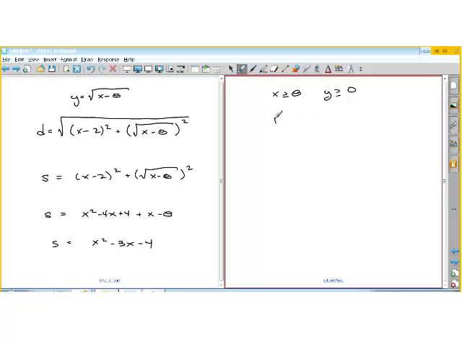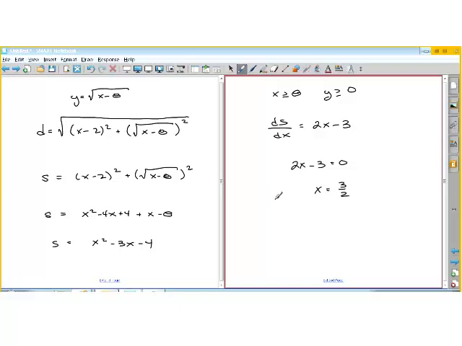So now we're going to take ds dx. You take the derivative with respect to x, and you get 2x minus 3. And we set that equal to 0 and solve for x. And so you get x is equal to 3/2. And they say, oh, that's the maximum or minimum at 3/2.